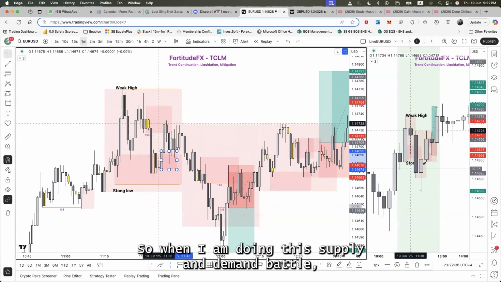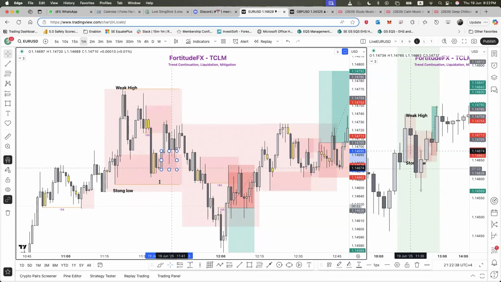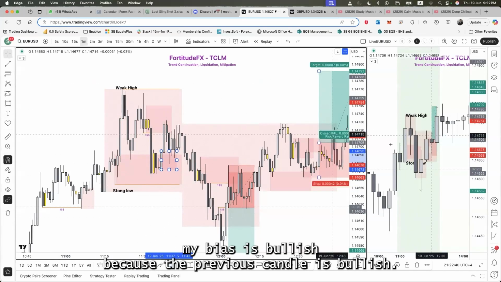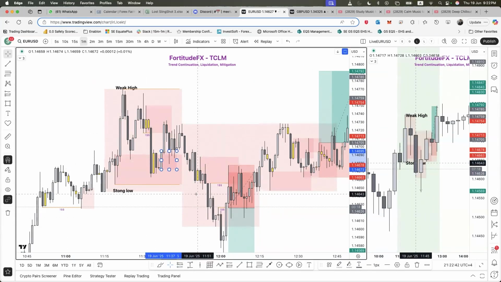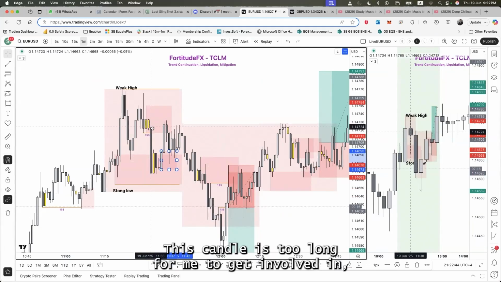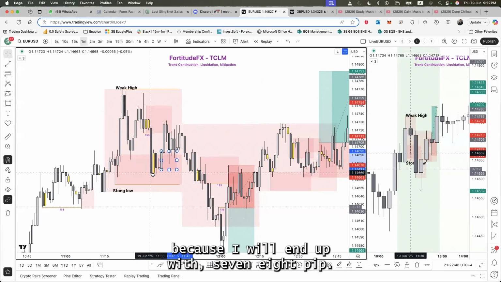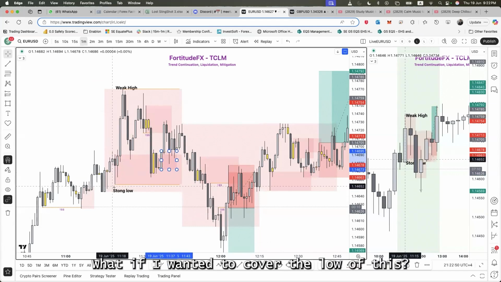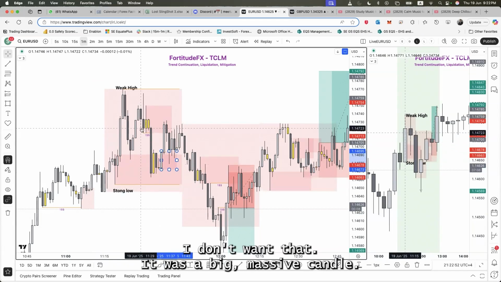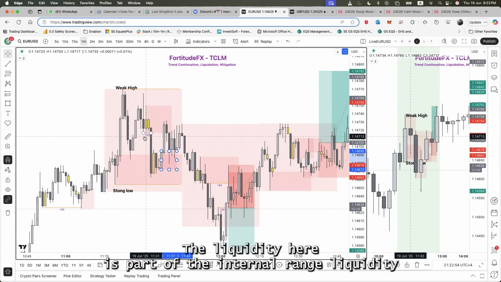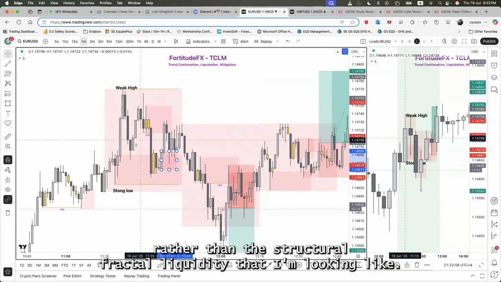So when I am doing this supply and demand battle, my bias is bullish because the previous candle is bullish. I'm waiting. This candle is too long for me to get involved in because I will end up with a 7-8 pip stop if I wanted to cover the low of this. I don't want that. It was a big, massive candle. The liquidity here is part of the internal range liquidity rather than the structural fractal liquidity that I'm looking at.